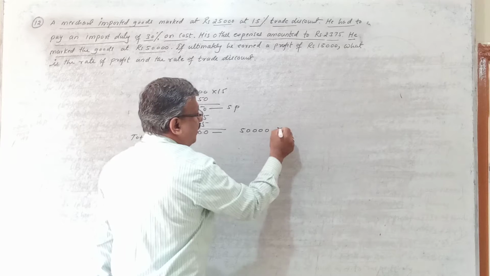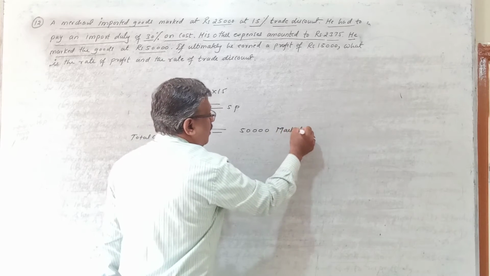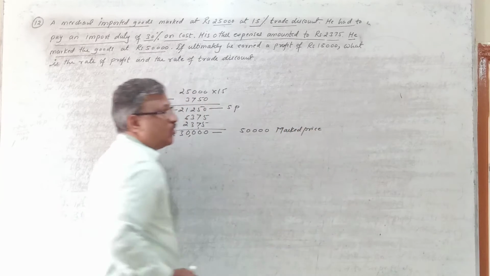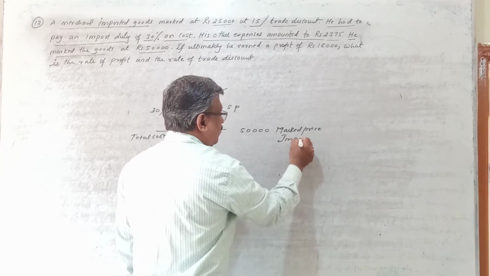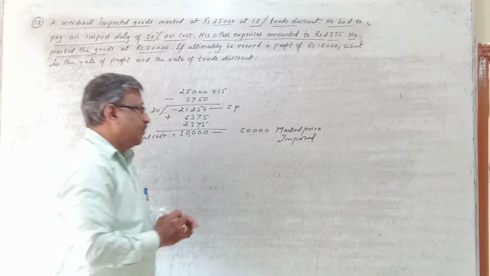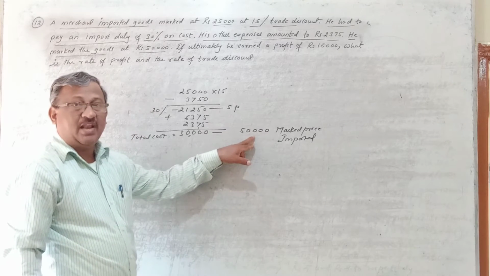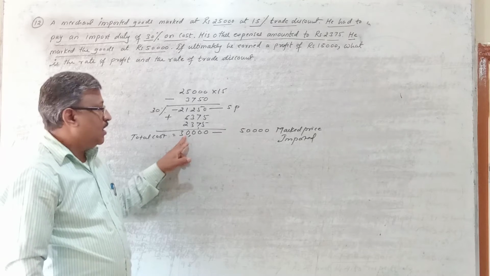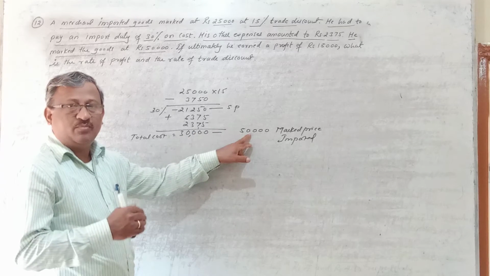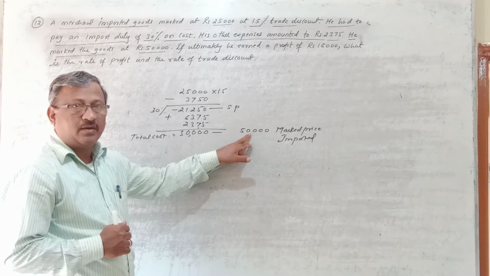This is the marked price of the importer. The importer has fixed the price of his goods for sale at 50,000. These goods have cost him 30,000, and he has fixed the price of the same goods for sale at 50,000.